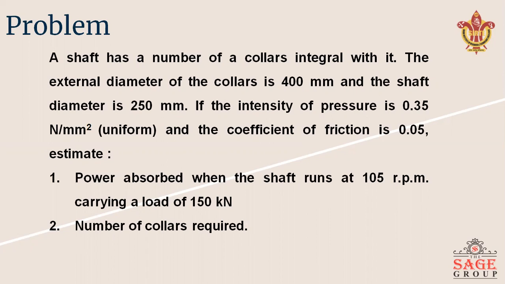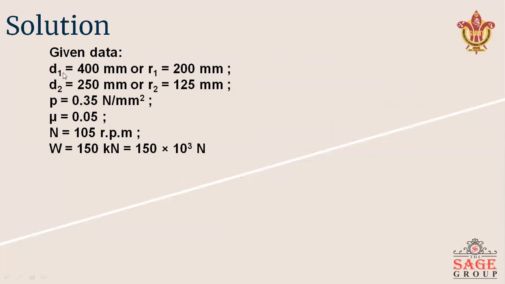First of all, we have to write the given data. The diameter of the collar D1 equals 400 mm, and the shaft diameter D2 equals 250 mm. R1 and R2 equal 200 mm and 125 mm, that is, D1 divided by 2 and D2 divided by 2. So we have the values of R1 and R2.